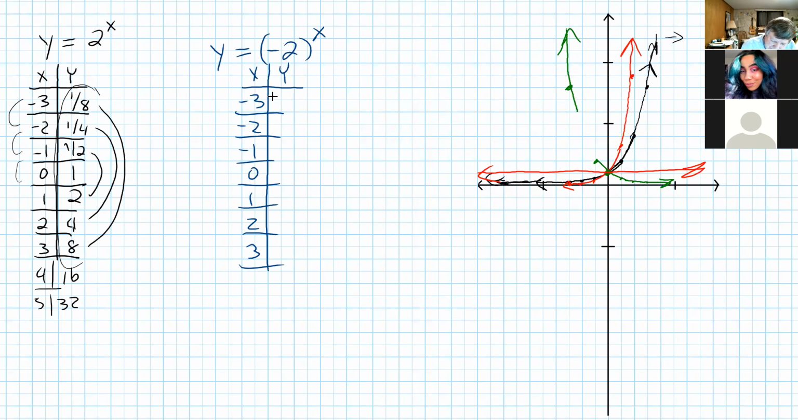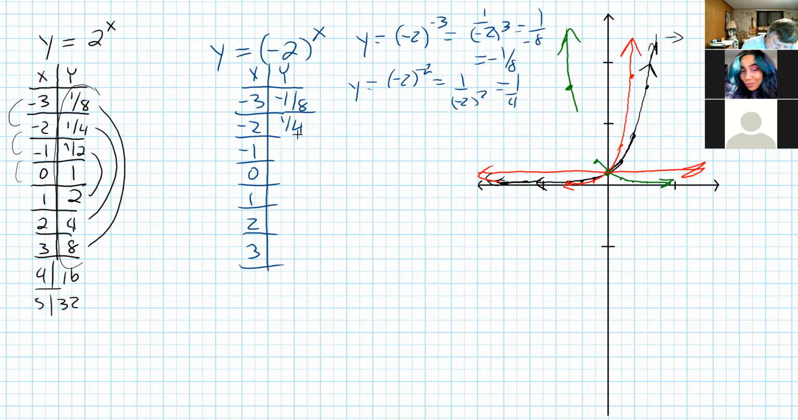If x is -3, y equals (-2) to the -3rd power, which is 1 over (-2) to the positive 3rd power, which is 1 over -8, which is -1/8. Okay? If x is -2, y equals (-2) to the -2 power, which is 1 over (-2) to the positive 2 power, which is positive 1/4.